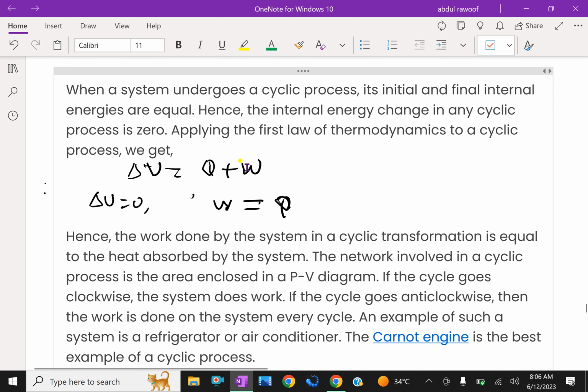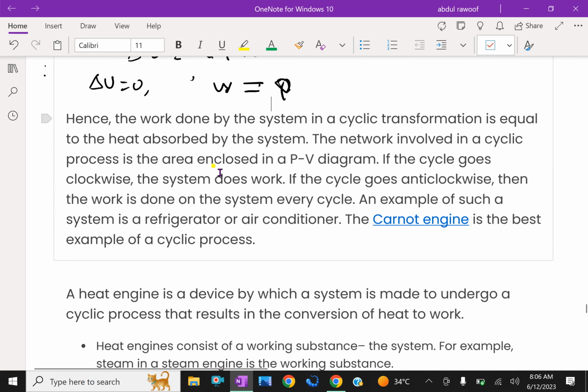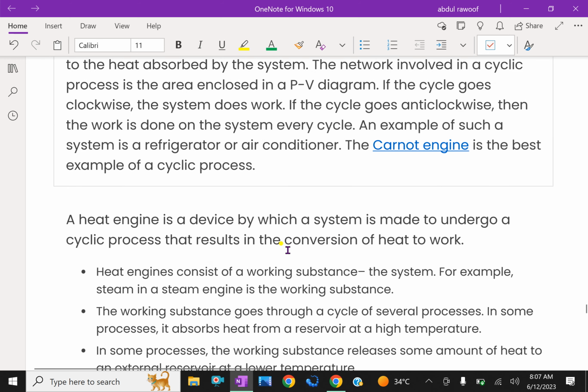Here regarding the work nature, it may be negative or positive. Hence, the work done by the system in a cyclic transformation is equal to the heat absorbed by the system. The net work involved in a cyclic process is the area enclosed in a PV diagram. If the cycle goes clockwise, the system does work. If the cycle goes anti-clockwise, then work is done on the system every cycle. An example of such a system is a refrigerator or air conditioner. The Carnot engine is the best example of a cyclic process.